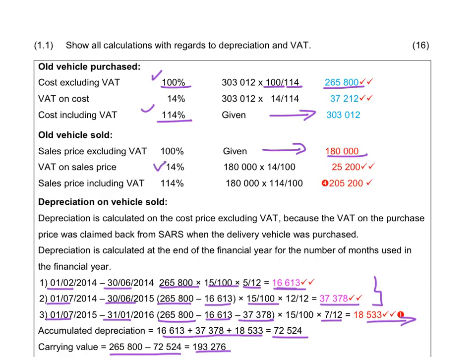So the one that I want, 14, divided by the one that I know, 100, will give me 25,200. And I will show that the total sales price, including the VAT, is 114 divided by the 100 that we know, and that will give me 205,200.